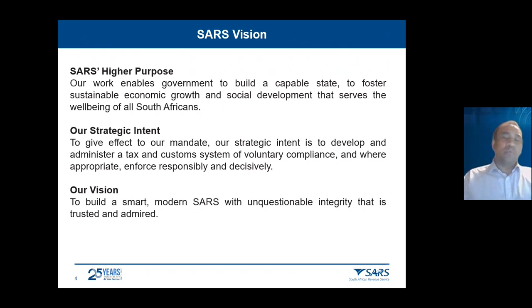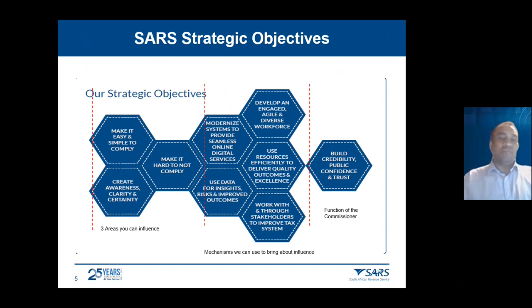However, as SARS, we are governed by strategic objectives, and there are 9 of these strategic objectives. The first 3 is what we will be discussing later on in the program, and those are to make it easy and simple to comply, create awareness, clarity, and certainty, to make it hard to not comply. And then the others are more internally focused.